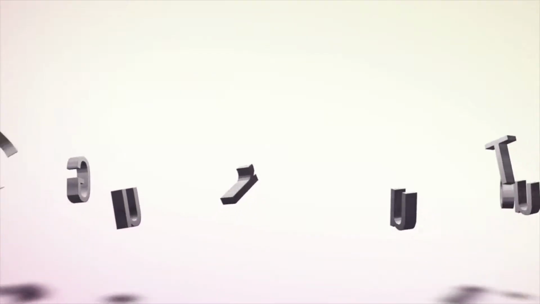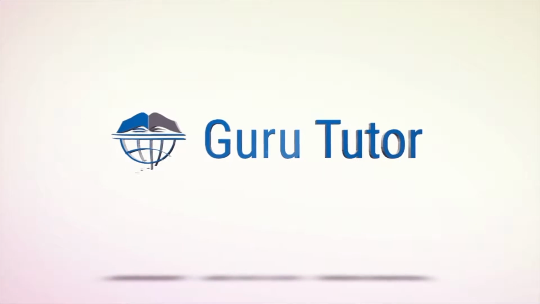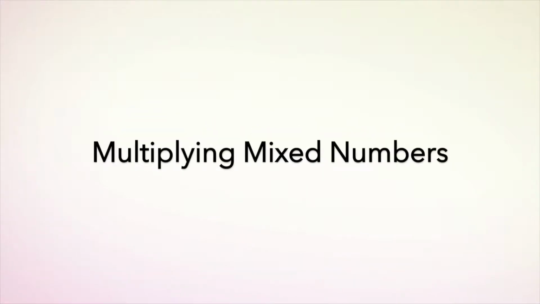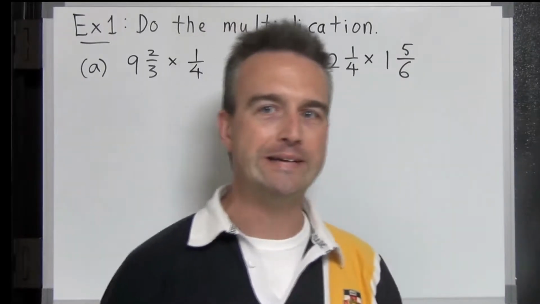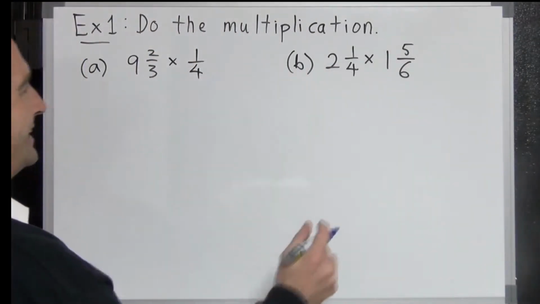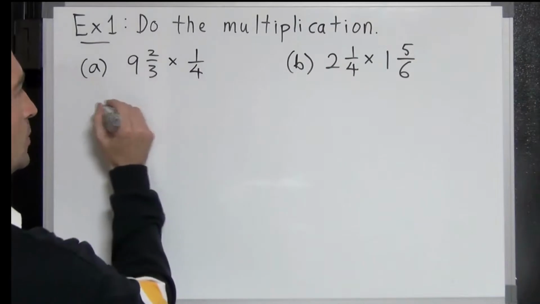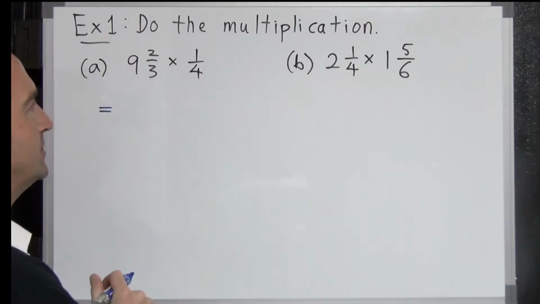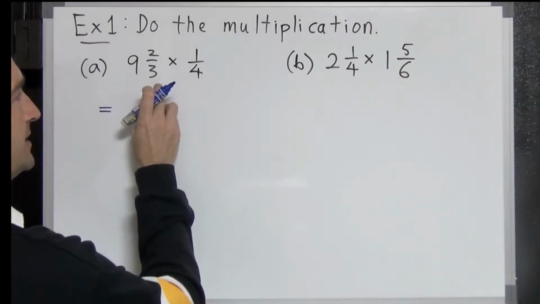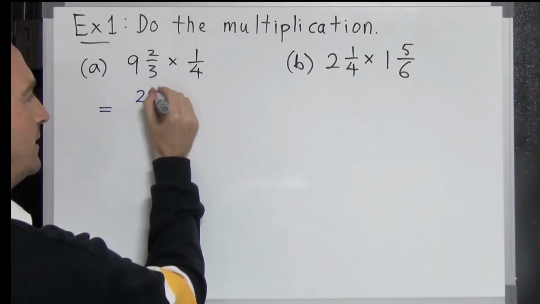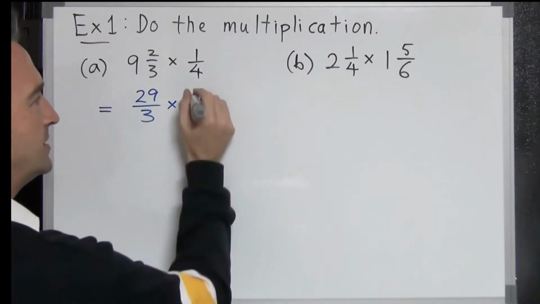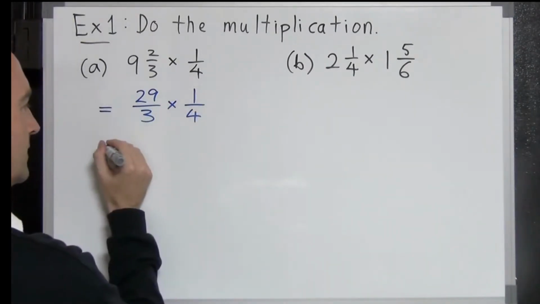Let's take a look at multiplying mixed numbers. So let's start with example 1 here, A and B. A, 9 2/3 times 1/4. So we're going to convert all the mixed numbers into improper fractions first. So 9 3s are 27, plus 2 is 29 over 3. 1/4 is a proper fraction, so we can just leave that the way it is.